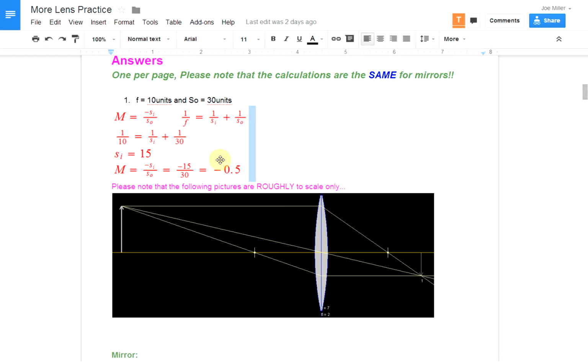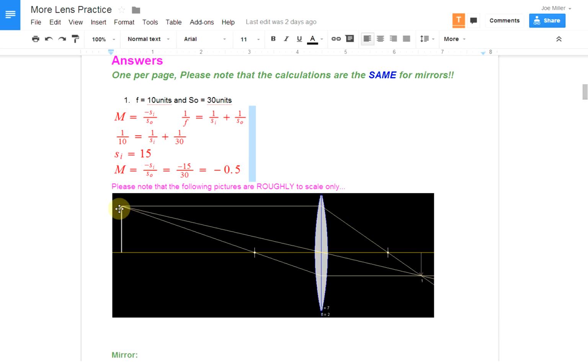We could choose to do the math first, or we could choose to do the picture first. I'm going to go ahead and do the picture first. So light coming from the top of the candle leaves the candle in all directions. Some goes this way, this way, this way, this way. We're going to pick 3 directions that it goes. I'm going to pick one that's going parallel here. And when it hits the lens, it gets refracted. And it gets refracted such that that parallel light gets turned and goes through the focal point on its way.